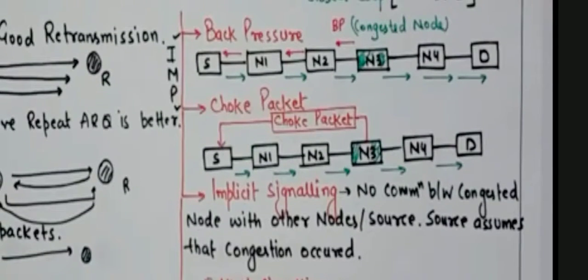And the next one is the choke packet. This is also one of the important ones. You should know the difference between back pressure and choke packet. A little difference is present between them. Here for the choke packet I will use the same diagram. Here also the information passes from source to destination, indicated by the green lines over the diagram.